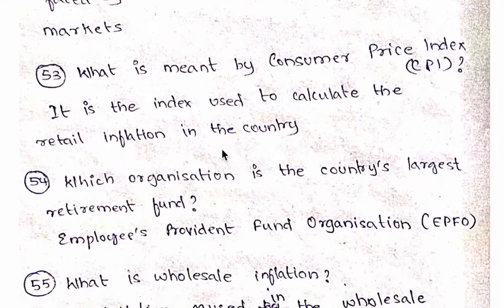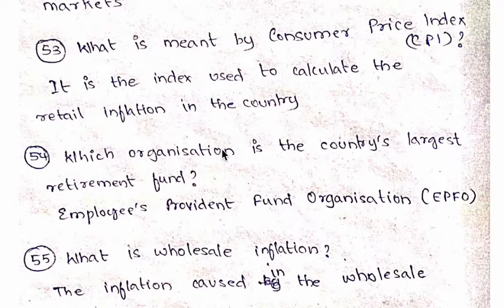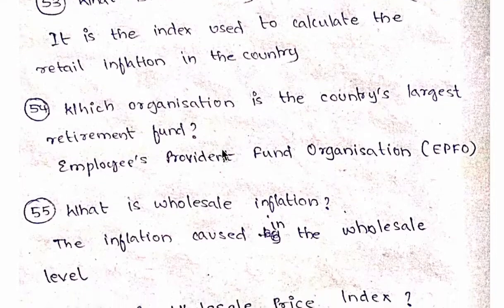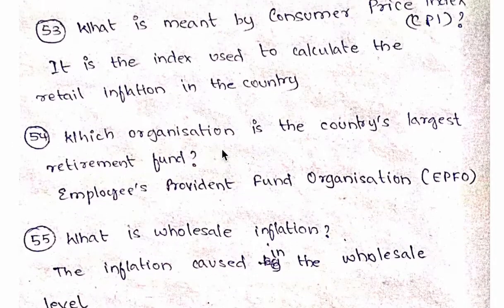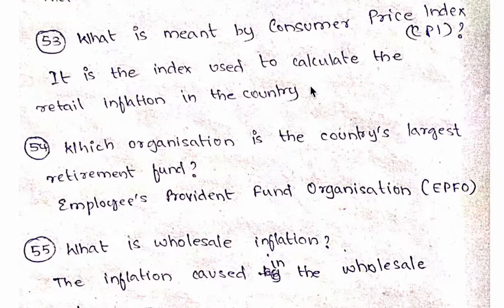For 53rd question, what is meant by consumer price index? So it is an index used to calculate the retail inflation in the country on the basis of consumer prices. Okay, 54th question, which organization in the country is the country's largest retirement fund? So it is Employees Provident Fund Organization, EPFO.